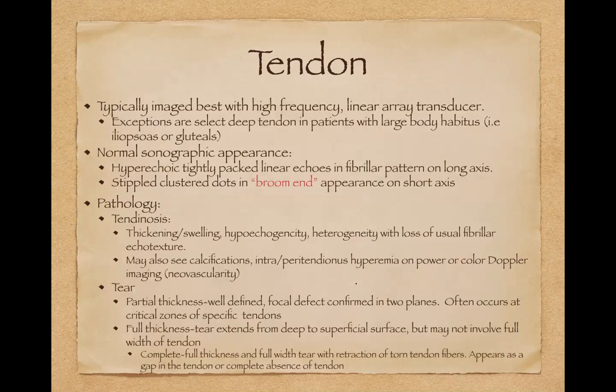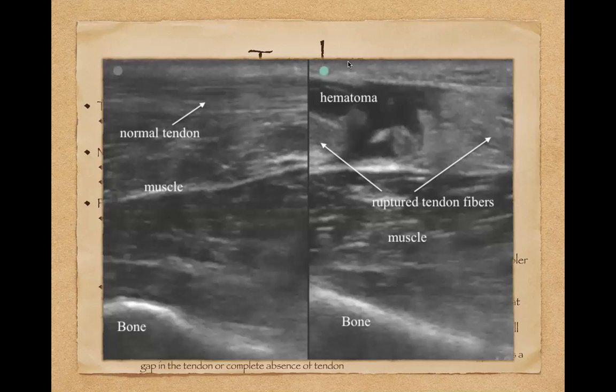And then as far as tears go, a partial thickness tear would be a well-defined focal defect. It's confirmed in two planes like we talked about earlier. Often occurs at critical zones of specific tendons. A full thickness tear, the tear extends from the deep to the superficial surface, but may not involve the full width of the tendon. And then a complete full thickness tear and full width tear or retraction of torn tendon fibers may appear as a gap in the tendon or a complete absence of tendon. And that's kind of shown here. Or you have this peritendinous edema or swelling, loss of the actual fibrillar appearance, and you see the retraction of the two torn tendon ends.